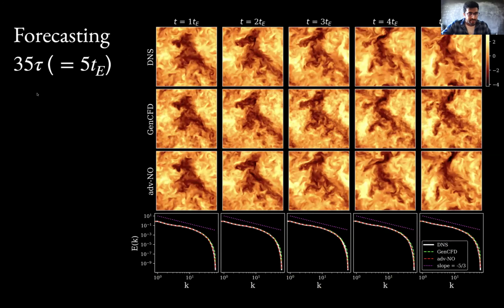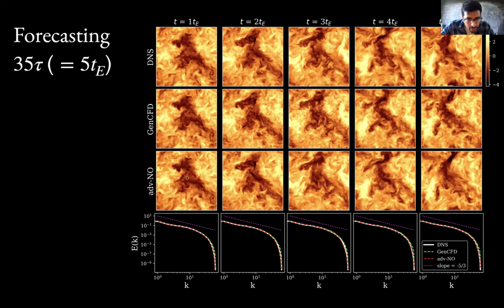So we forecasted 35 time steps, which is about 5 eddy turnover time scales. I'm visualizing a mid-plane slice of the U velocity here. The DNS is on the first row. The different columns correspond to different times, 1, 2, 3, and up to 5 eddy turnover time scales. The second row represents the GenCFD predictions. The third row represents the adversarial neural operator prediction. And the last row is the energy spectrum of all the states: the DNS, GenCFD, and adversarial NO.